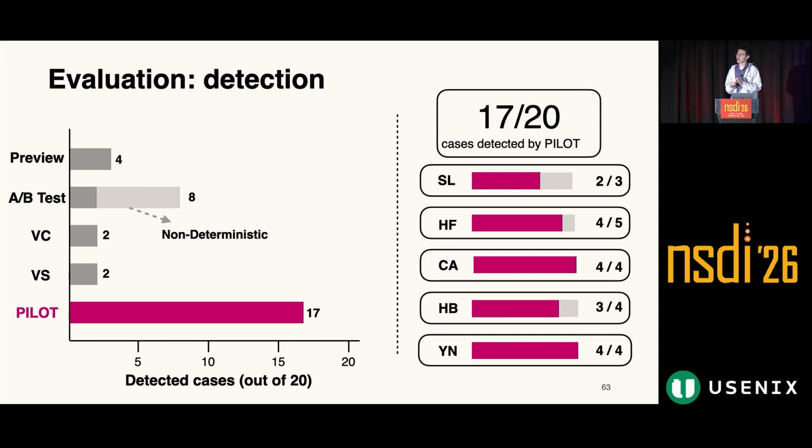Across the 20 reproduced recovery failures, Pilot detects 17 of them, whereas all the baselines combined detect only 8. Some results of A/B testing are non-deterministic because the result is highly dependent on how we select the test nodes.